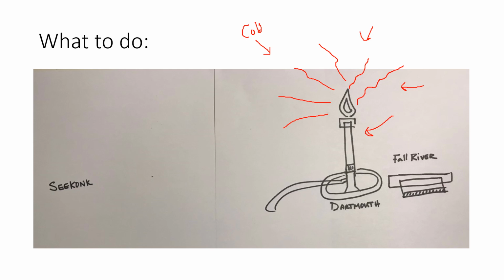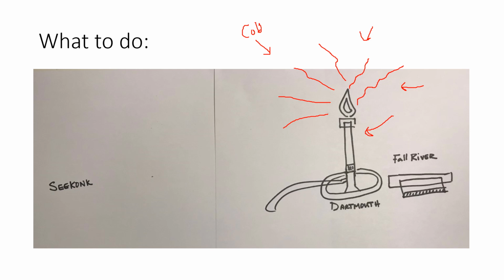The other thing we would do is, as we're streaking our plate, we want to hold the lid of the plate close to our agar. We only want to open the plate just enough to get our inoculating loop in and do our streak. This is to further protect the agar from contaminating bacteria that might be coming from the environment around us.